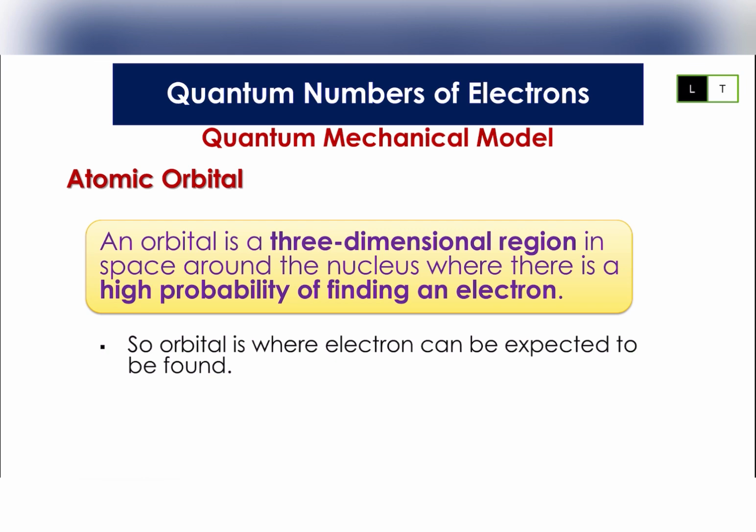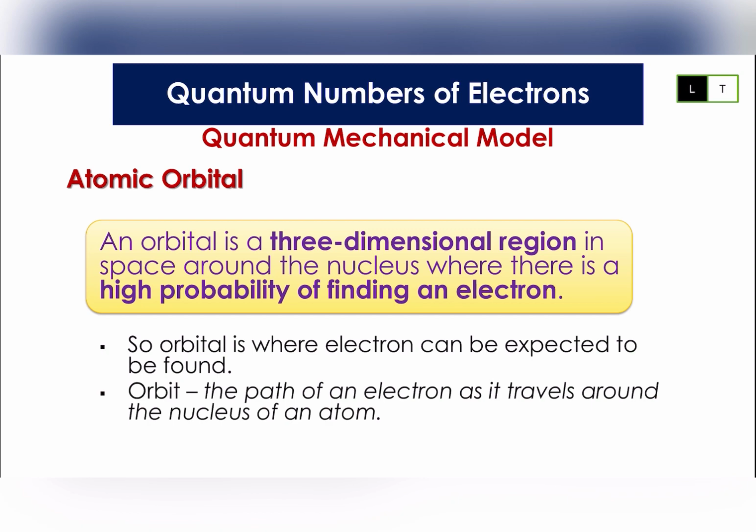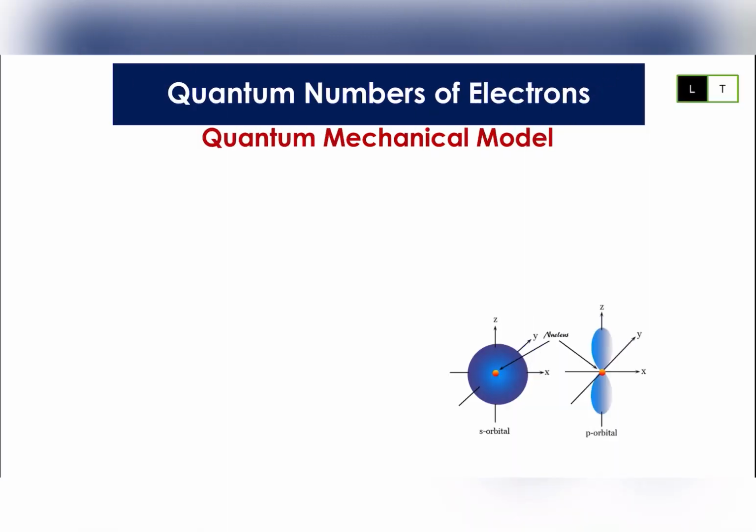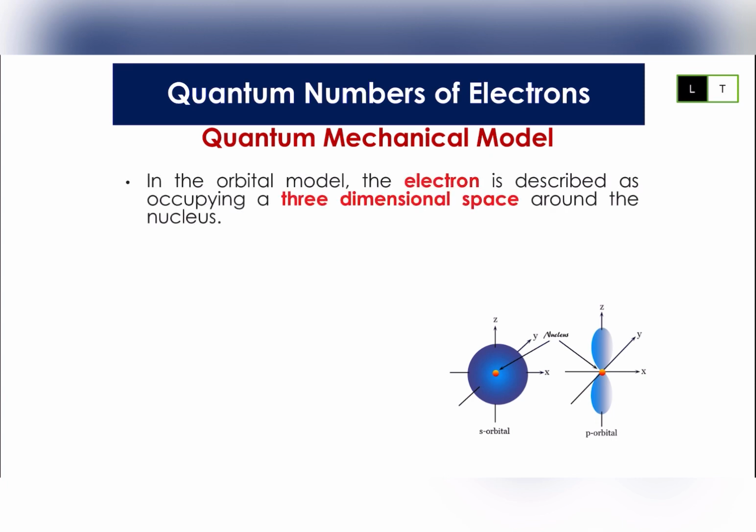We are going to use another term, which is orbit, to show the path of an electron as it travels circling the nucleus of an atom. So let's continue a bit further. In the orbital model, you have to understand an electron is described as occupying a three-dimensional space around the nucleus. When we talk about two-dimensional space, we know that as in a graph, x-axis and y-axis. But in three-dimensional space, we are going to add one more axis, which is the z-axis.